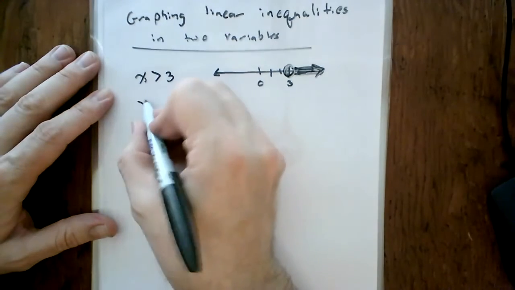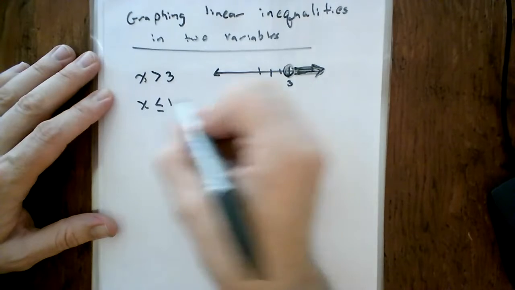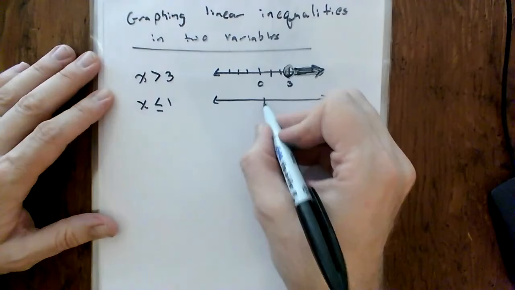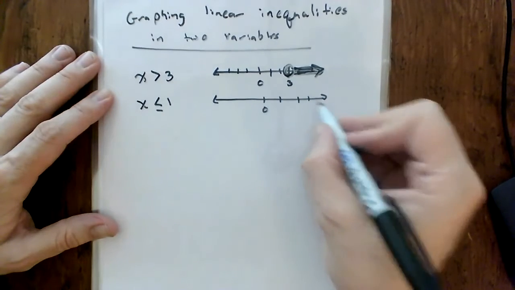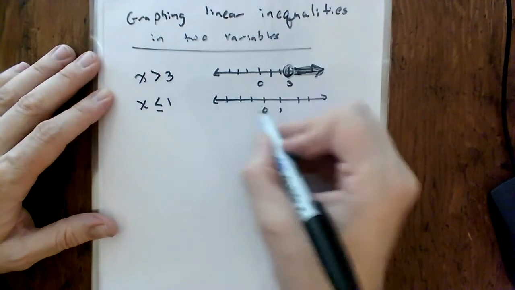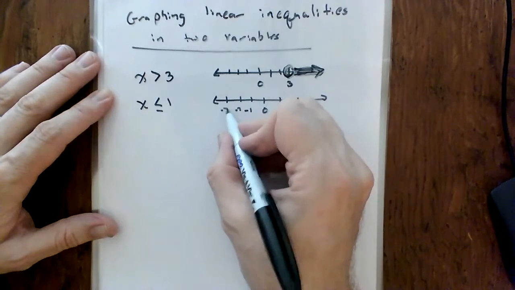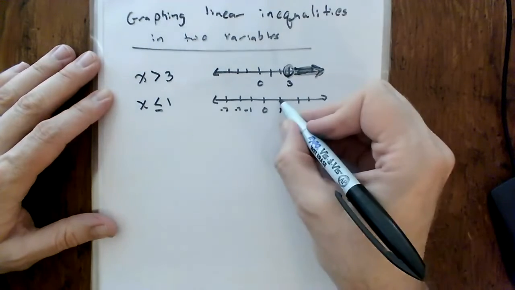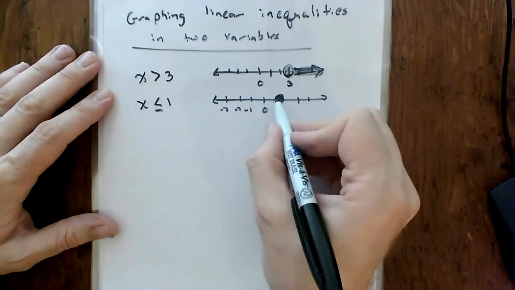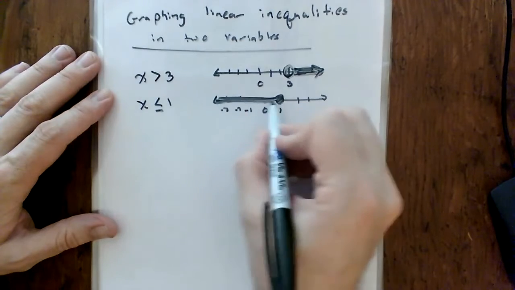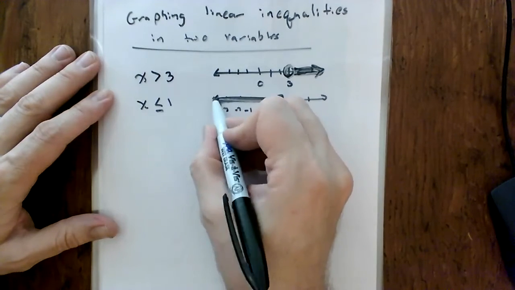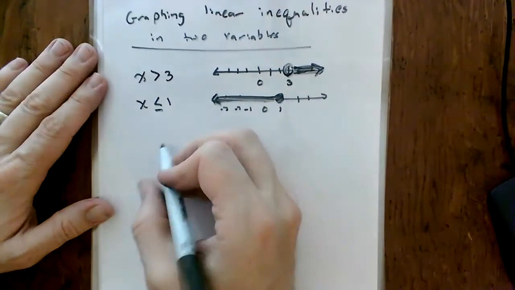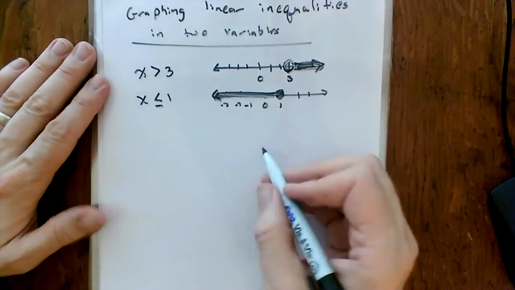If I've got, say, x is less than or equal to 1, well, just like before, I've got 0. Here's my 1, 2, 3. So here's that 1, -1, -2, -3. As soon as I say it's less than or equal, I can fill in that dot and shade in to the left of that. Well, guess what? Something fairly similar happens every time we work with an inequality in two variables.